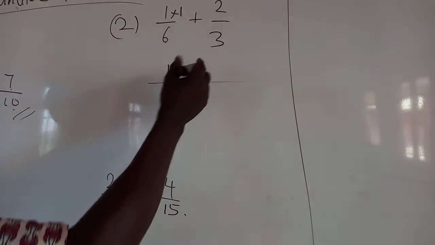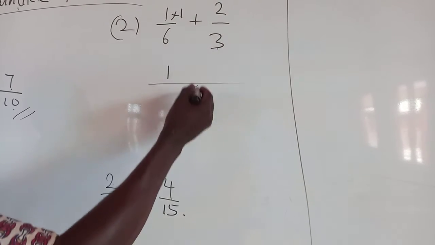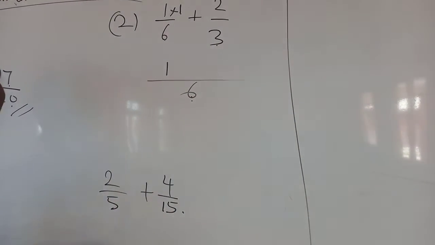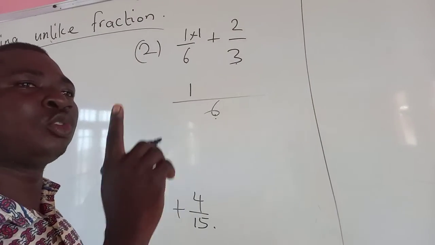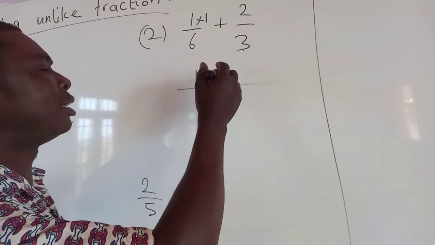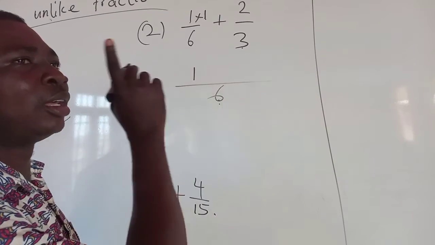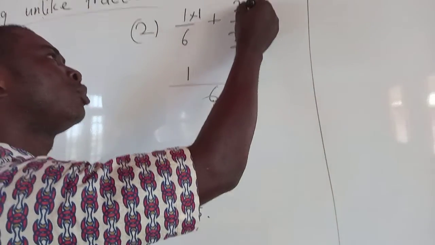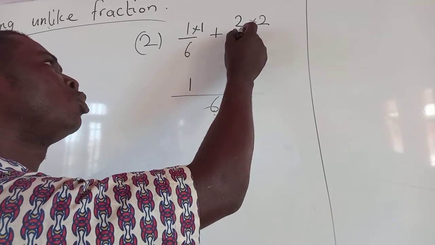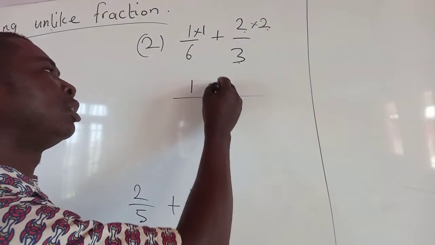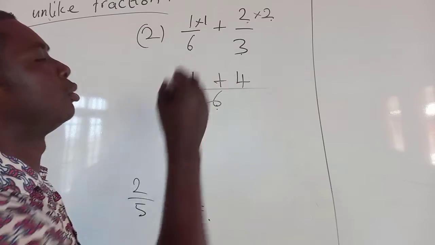Let's continue. 3 will go into 6 how many times? 3, 1, 3. 3, 2, 6. So we realize that 3 will go into 6 2 times. So I'm using that 2 to multiply the numerator here. So 2 times 2 will give me 4.